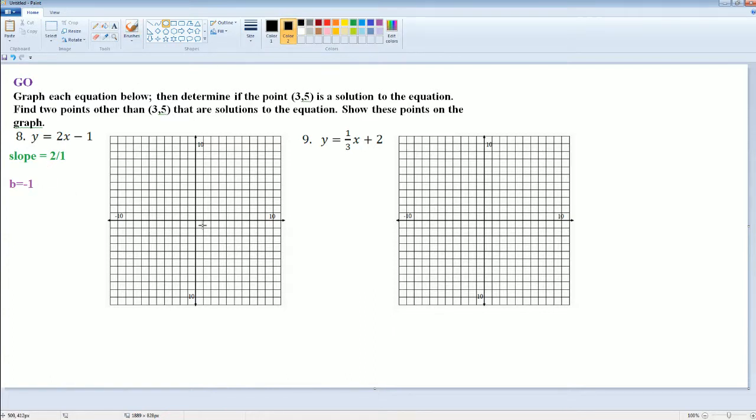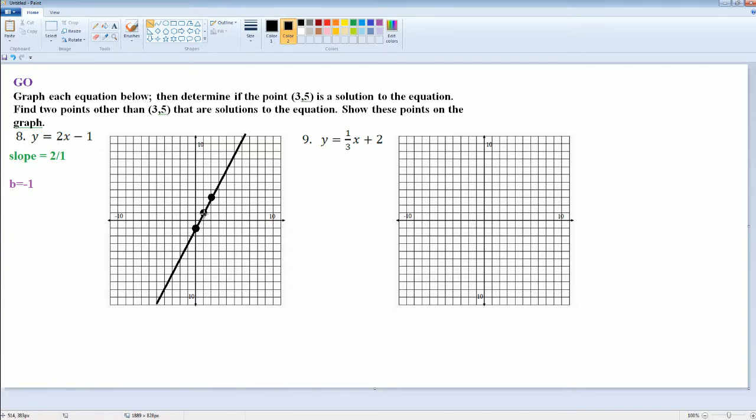At -1, so (0, -1). You go up 2, across 1. Then you want to connect the dots. You can do it again, up 2, across 1. Then you can connect the dots. There you go.